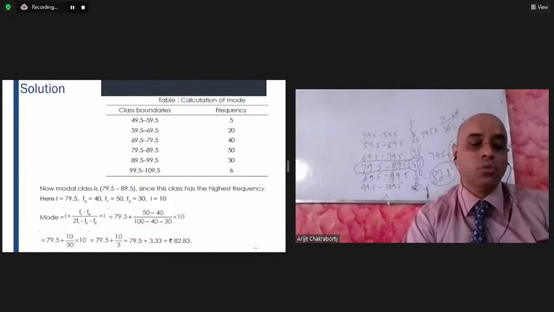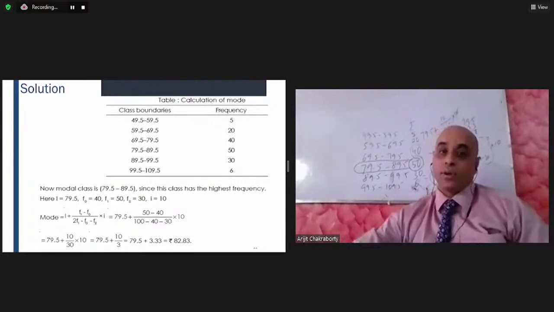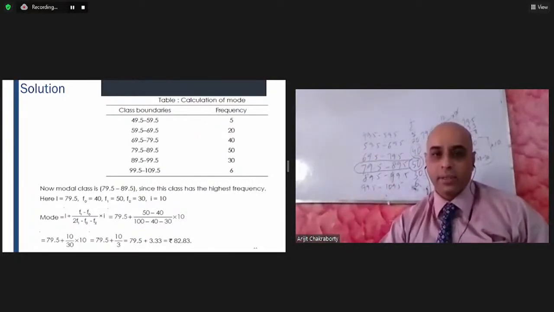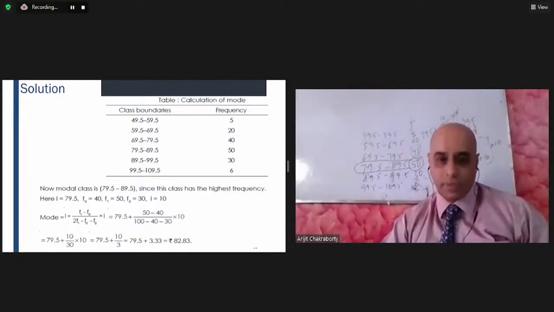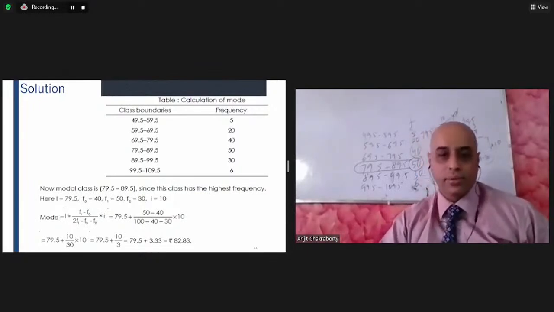Now, why use 2? This is the formula. Vinita has asked why use 2. So please note that this is actually the formula. That is why the formula is used like this. The derivation of the formula is not within our syllabus. So please note that it is the formula which you need to remember, 2 into the frequency of the modal class.